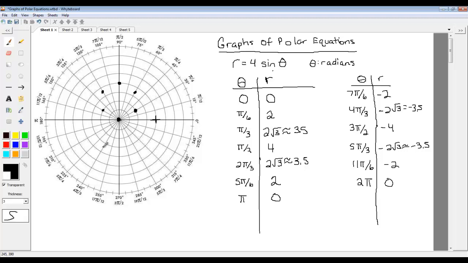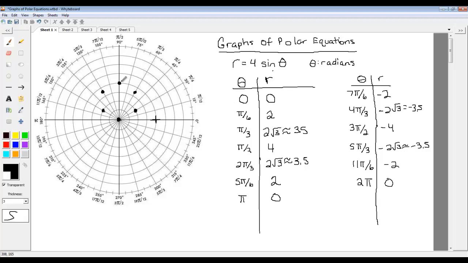4 pi over 3, we're supposed to do -3.5, so go across the pole, opposite direction, 1, 2, 3.5. We've already got a point there. 3 pi over 2, we got to go across the pole and go -4, 1, 2, 3, 4. Got a point there. 5 pi over 3, got to go across the pole, -3.5, 1, 2, 3.5. We've already got a point there. 11 pi over 6, we got to go across the pole, do -1, 2. Already got a point. And then 2 pi, we're back to 0. So that's all we got.